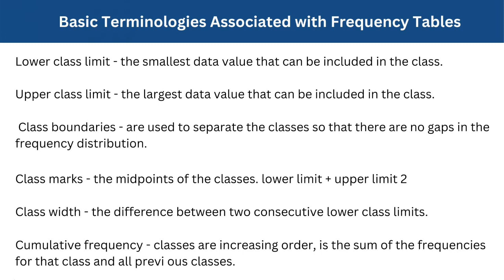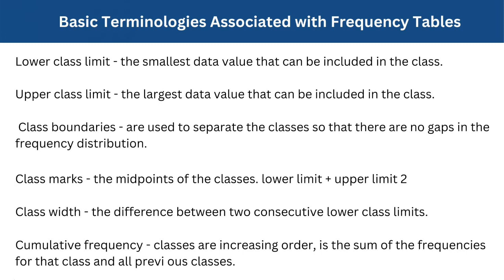So here are the basic terminologies associated with frequency tables. First is the lower class limit. It is the smallest data value that can be included in the class. And the other one is the upper class limit, the largest data value that can be included in the class. Another is the class boundaries, which are used to separate the classes so that there are no gaps in the frequency distribution. Then the class marks, which are the midpoints of the classes.